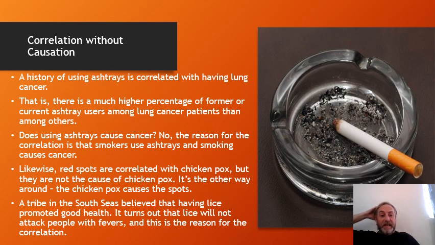Does that mean that using ashtrays causes cancer? Well, obviously not. The correlation is that smokers use ashtrays, so smoking correlates with ashtray use, and it's smoking that causes cancer. So this is one problem with correlations. Correlations can be the result of a common cause, or they can correlate with something that correlates with the cause. Red spots are correlated with chicken pox. They're not the cause of the chicken pox. It's the other way around: the chicken pox causes the spots. So correlation can be symmetrical, whereas we'll see causation is not.